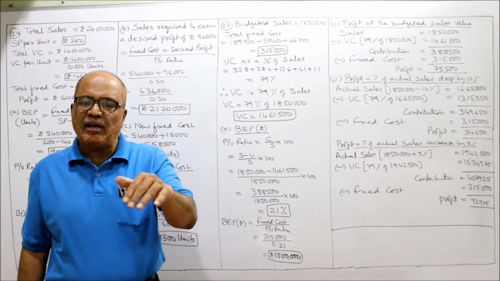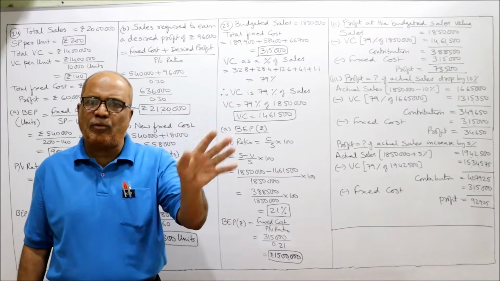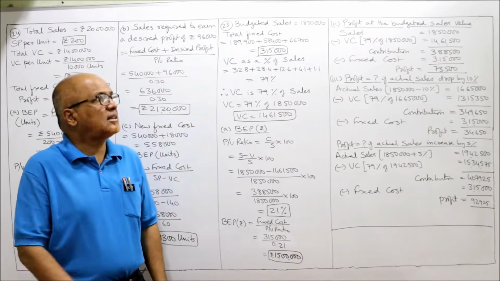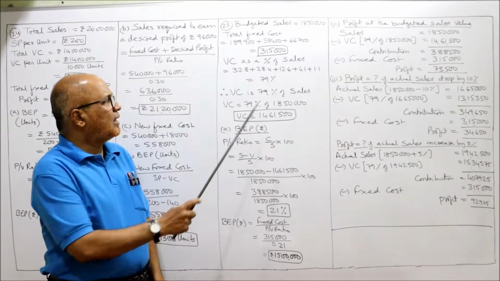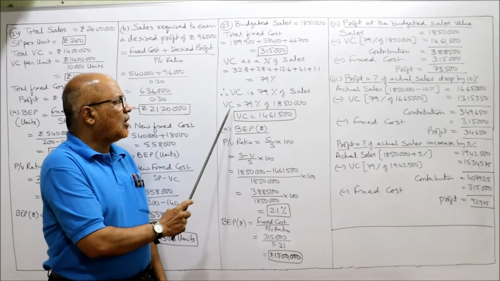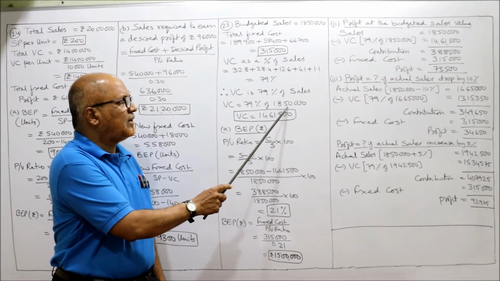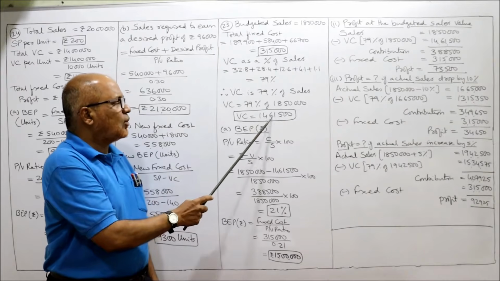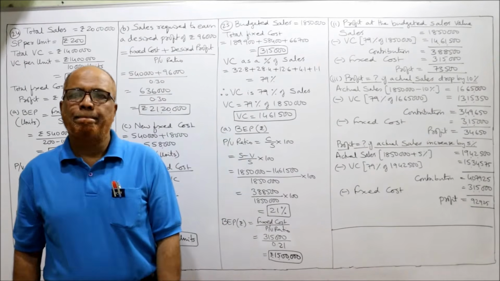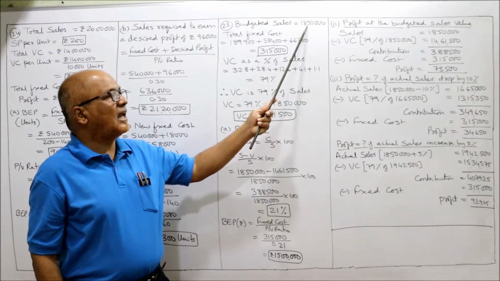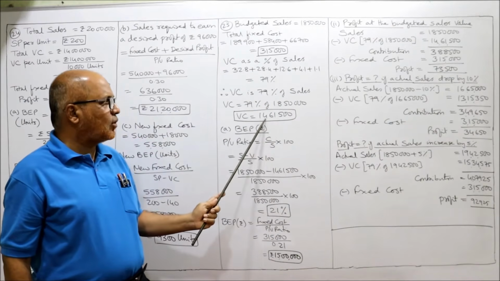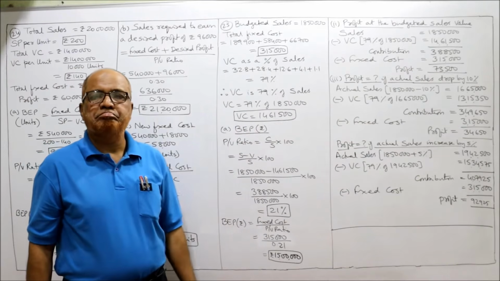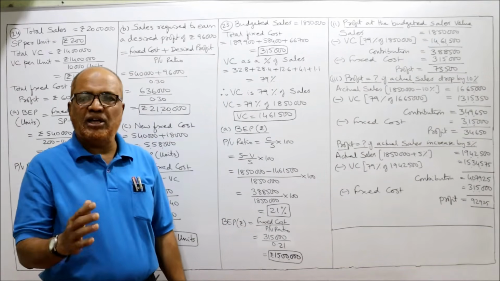Now in that variable cost, material has come, labor has come, factory overhead, administration, all overheads have come. So 79% of sales. How much are sales? 18,50,000. So variable cost is 79% of 18,50,000. So variable cost is 14,61,500. Total budgeted sales are 18,50,000 and variable cost is 14,61,500. And how much is the fixed cost? 3,15,000. With the help of this, we can attempt each question.